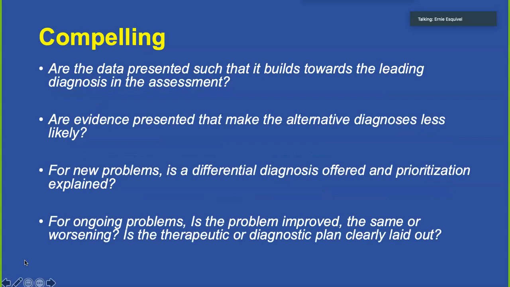Compelling refers to the clinical reasoning behind the presentation. So there are several questions here. Are the data presented such that it builds towards the leading diagnosis in the assessment? Is evidence presented that makes the alternative diagnoses less likely? For new problems, is a differential diagnosis offered and the prioritization explained? And for ongoing problems, is the problem improved, the same, or worsening? Is the therapeutic or diagnostic plan clearly laid out?